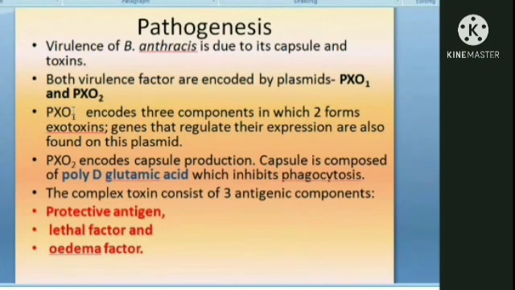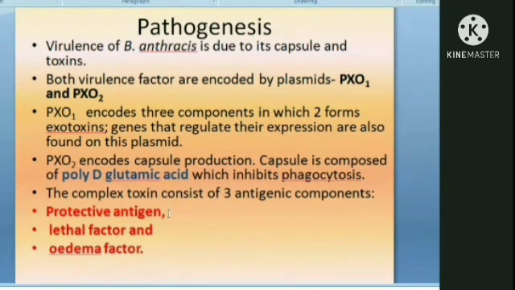Now moving on to PXO1, which is a plasmid that codes for three important antigenic, basically toxic, components: the protective antigen, the lethal factor, and the edema factor. One very important thing to be emphasized here is that these three toxins always act in unison, together.